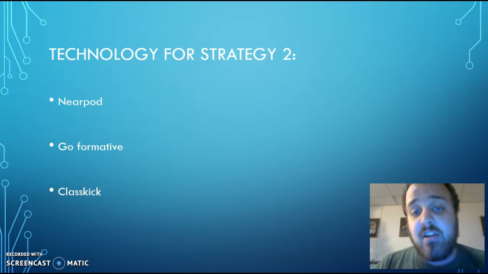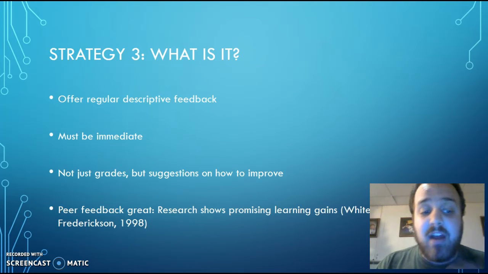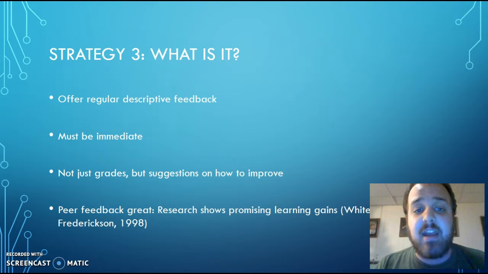Some technologies you can use, one is Nearpod. Nearpod is a tool that allows you to share with students different students' work and really give them an opportunity to analyze what's good and what's not. GoFormative is another kind of online whiteboard app, and so is ClassKick.